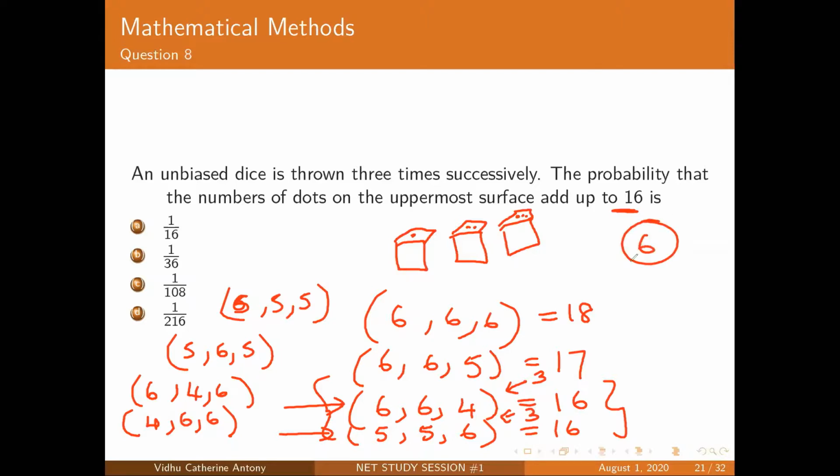Divided by the total number of elements in the sample space, which is 216. If I cancel that, I should get 1 by 36. That's option B.